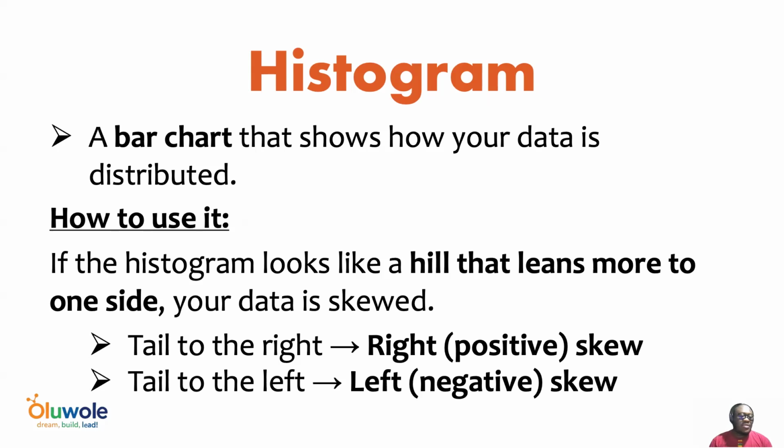How do you use it? If the histogram looks like a hill that leans more to one side, your data is skewed. I showed you an example. When you plot a bar chart and try to draw a curve over it, there's a lean towards one area. If the tail is to the right, you have a right or positive skew, which I explained earlier. If it is to the left, you have a negative skew.